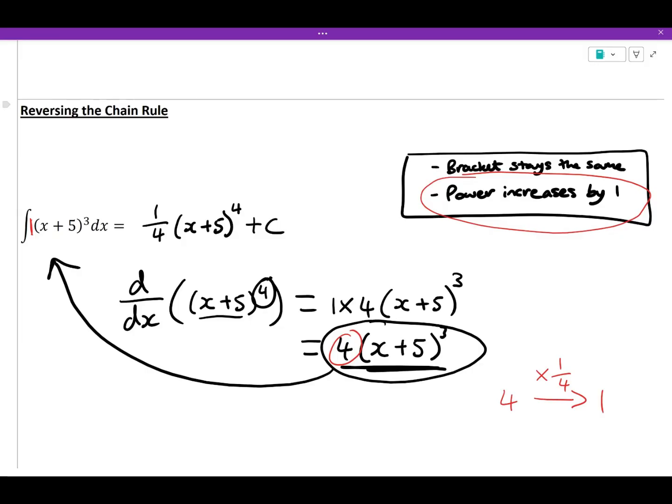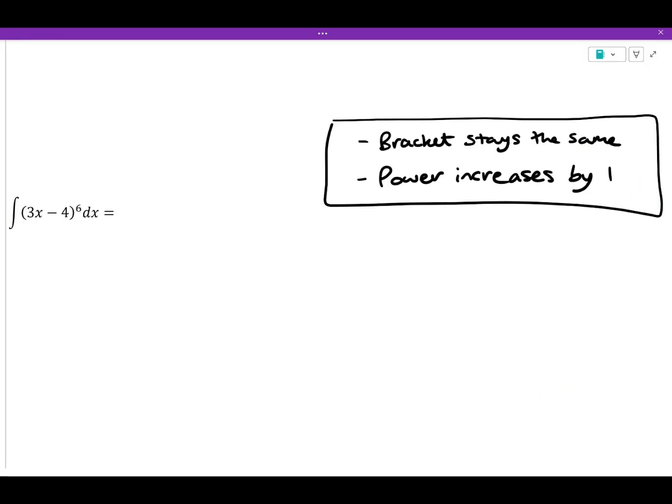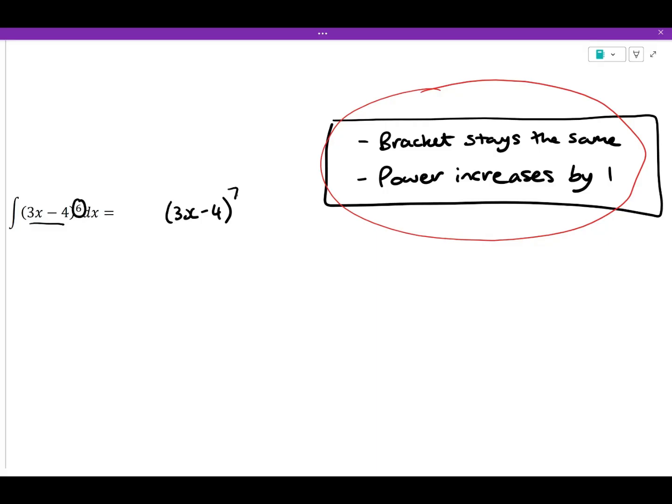Let's have a look at another question. So here's our next question. We've got (3x - 4) to the power of 6, and we need to integrate it. So let's consider what I've got written over here and think about what's definitely going to be in my answer when I integrate. Well, the bracket stays the same, so the (3x - 4) is definitely going to be in my answer. So I'm going to write that in here. And then it says our power increases by 1. So we have a power of 6, and if we increase by 1, we get a power of 7.